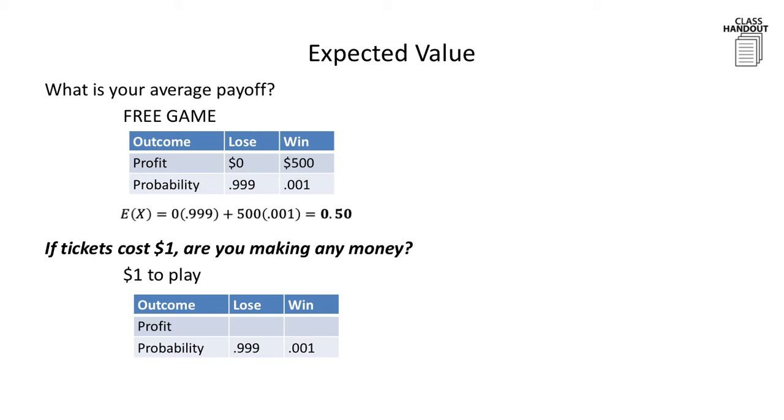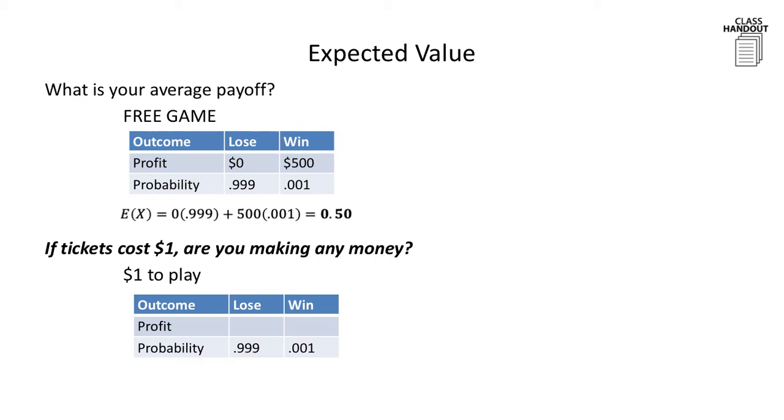Okay, so now let's consider the case where we actually pay $1 to play. Let's see how that's going to change. Well, the probability is going to stay the same. The probability of winning still is going to be 1 over 1,000. The probability of losing is still going to be 999 over 1,000.